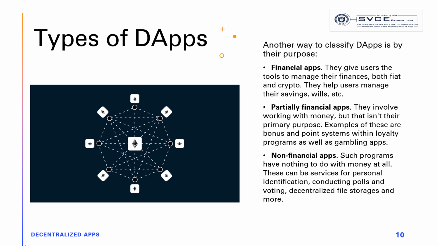The second one is partially financial apps. They involve working with money, but that isn't their primary purpose. Examples of these are bonus and point systems within loyalty programs, as well as gambling apps. The third one is non-financial apps. Such programs have nothing to do with money at all. These can be services for personal identification, conducting polls and voting. These are basically decentralized file storage and many more things.